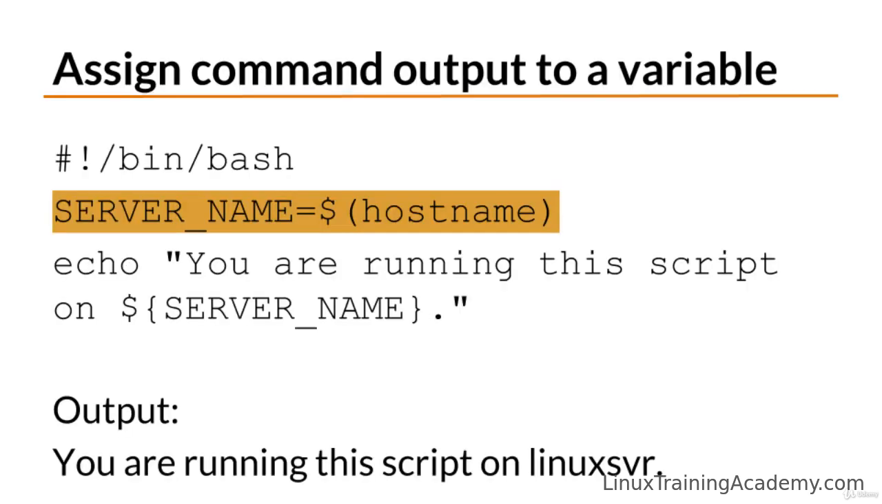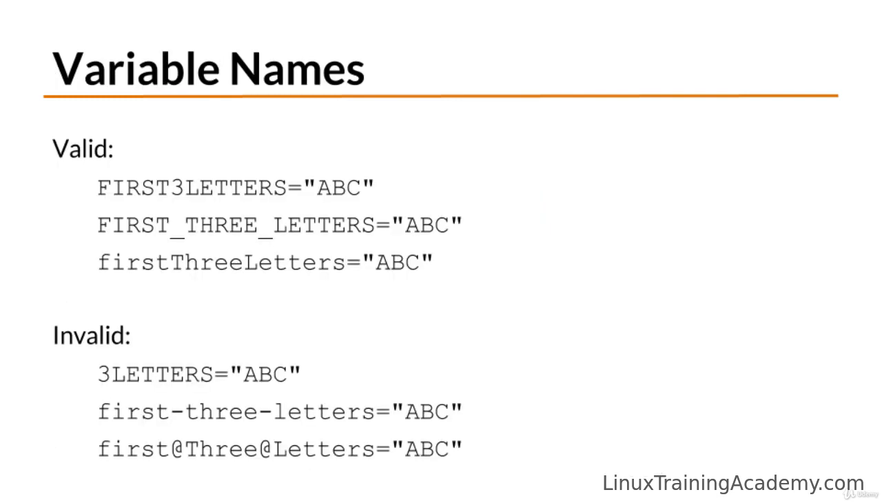You can also assign the output of a command to a variable. To do this, enclose the command in parentheses and precede it with a $ sign. In this example, the output of the command hostname is stored in the variable SERVER_NAME. In this sample output, the server name is linuxsvr. You can also enclose the command in backticks. This is an older syntax that is being replaced by the $ parentheses syntax. However, you may see this in older scripts.